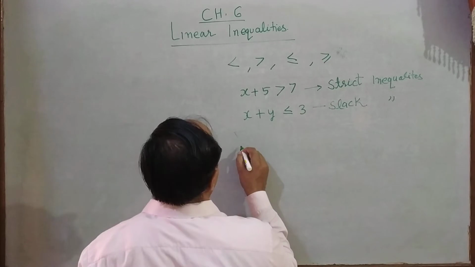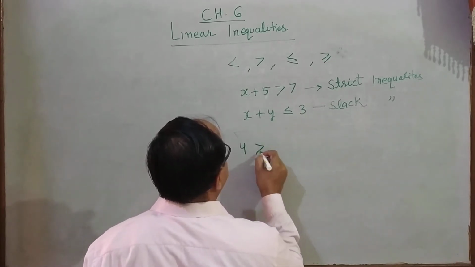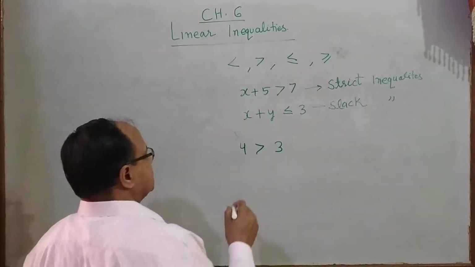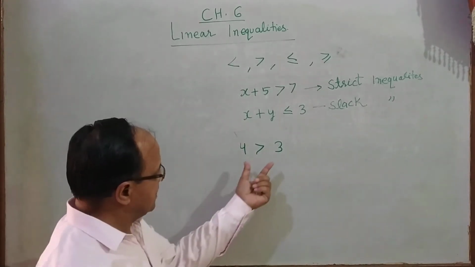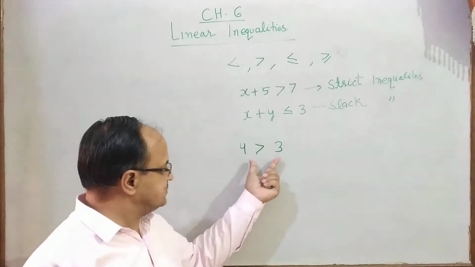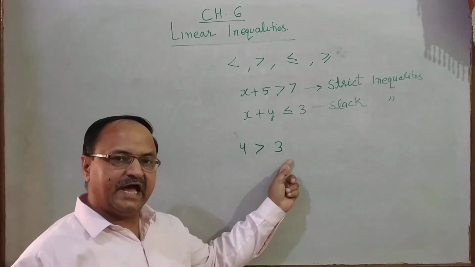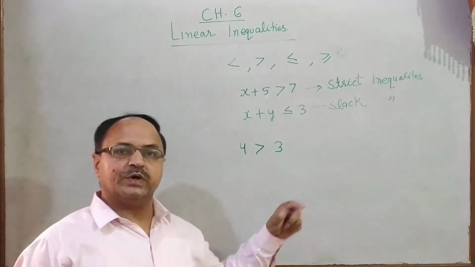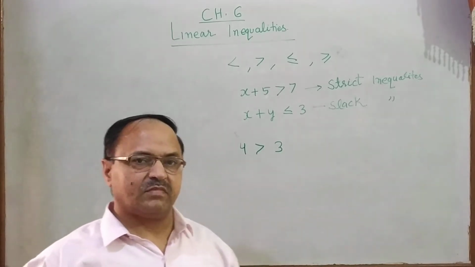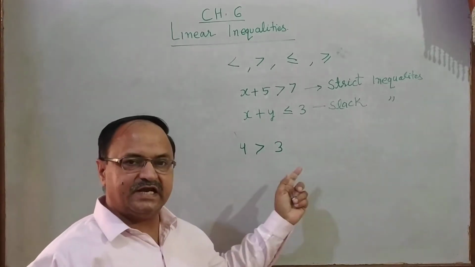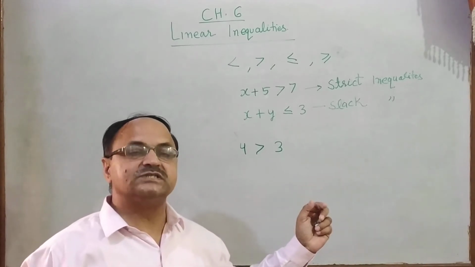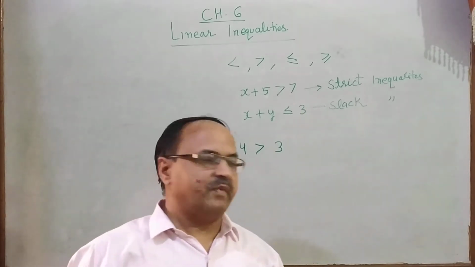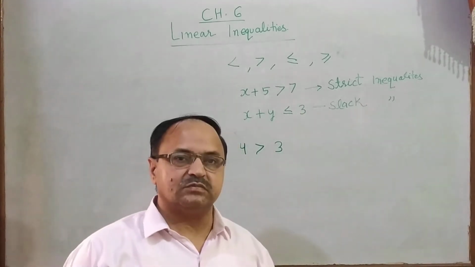And you know that, for example, 4 is greater than 3. You can add any number to both sides. Second, you can subtract any number from both sides. And you can multiply and divide both sides by a positive number, not a negative number.